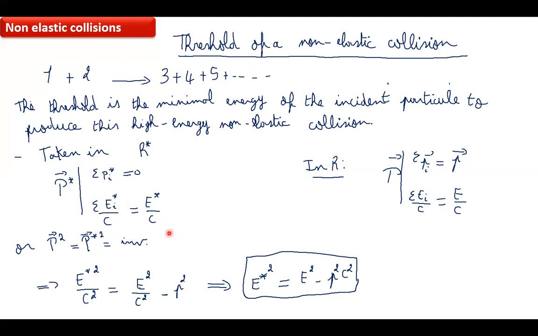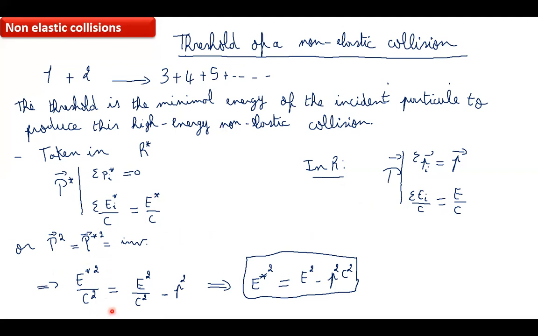So, okay, we need invariance. You know that scalar products of 4-vectors are invariants. The same applies to the square of the 4-momentum. So P squared should be equal to P star squared because it's an invariant quantity. So P squared here is E squared over C squared minus P squared, and P star squared is equal to E star squared over C squared.